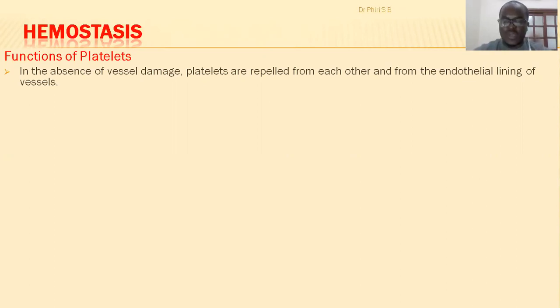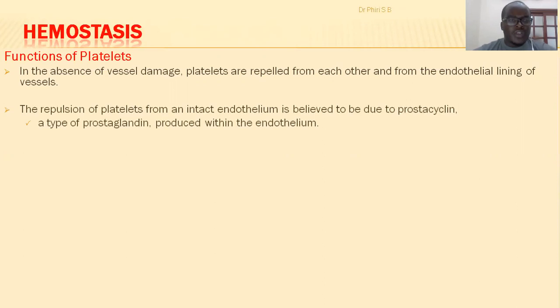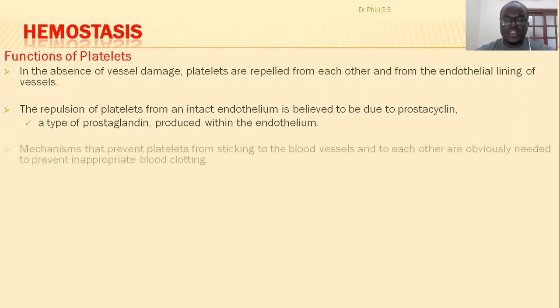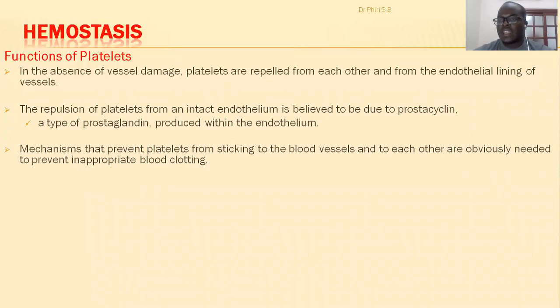But when there's damage, that's when things will start changing. The repulsion of platelets from an intact endothelium is believed to be due to prostacyclin. Prostacyclins are special types of prostaglandins that are produced by the endothelial cells, and these will cause platelets not to attach to smooth endothelium. So the endothelial cells are the ones that are producing prostacyclin, and this prostacyclin will prevent platelets from attaching to normal endothelial tissue.